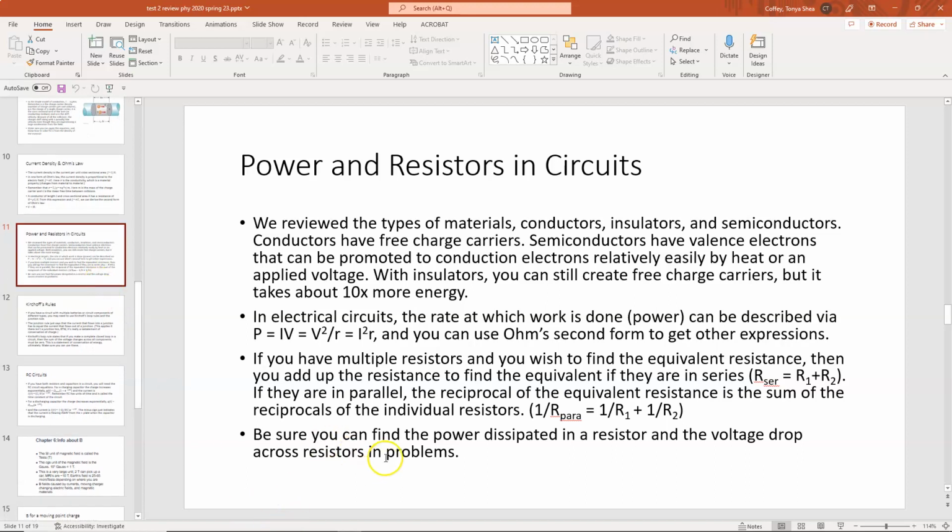So in order to do this, what we did was we realized that the current through resistors in series is the same, and that the voltage drop across resistors in parallel is the same. So that's a key idea that we used in those types of problems.